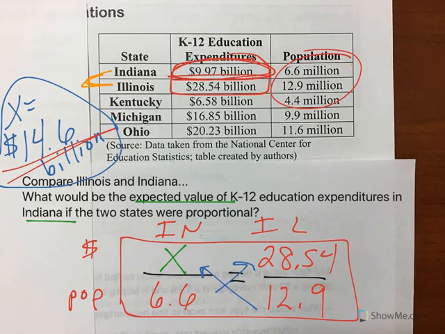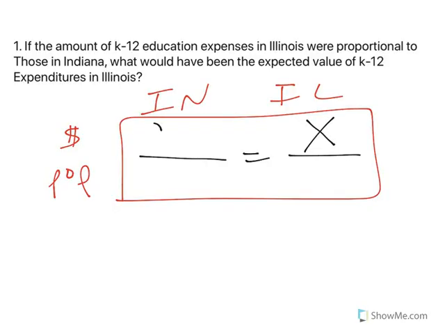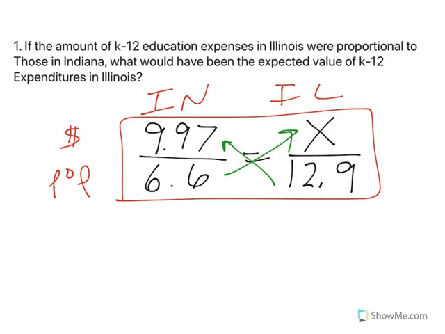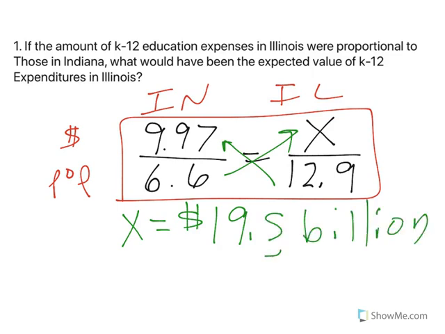Okay, so think back to the values here, populations, and we need the 9.97 billion. So Indiana spent 9.97 billion, population of 6.6, and Illinois has the population of 12.9. So million. So we cross multiply. And now we have an Illinois expenditure of 19.5 billion. This is the expected value.